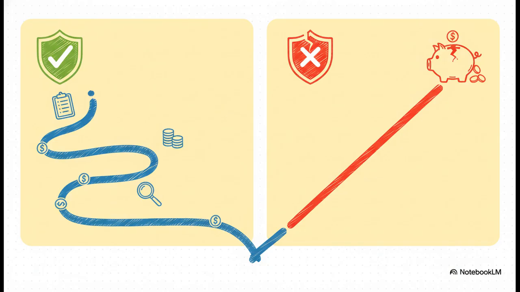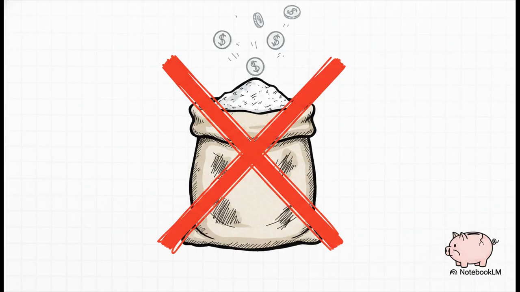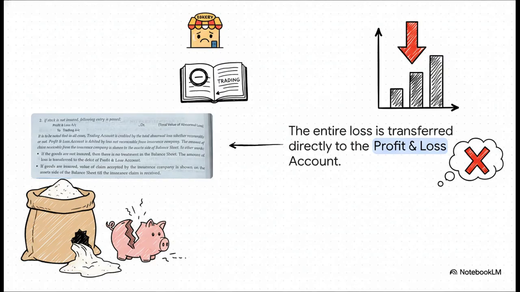If you're insured, the accounting is a bit more complex. There are a few steps. But if you're not insured, well, the accounting is simpler, but the financial pain is a whole lot more direct. Let's start with the tougher situation. The bakery had zero insurance on that flour. The value of that entire batch is just gone. Poof. In this case, the accounting is, well, brutally direct. The entire loss gets moved straight into the profit and loss account. What does that mean? It means the full value of that flour becomes a direct hit against the bakery's net profit. There's no buffer. It's a straight-up loss.